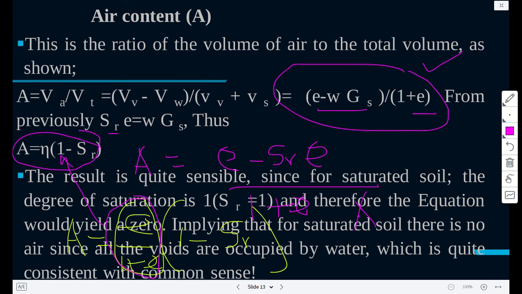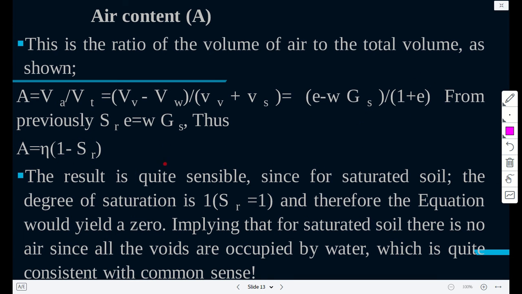Yes, we are following, sir. Yeah, should be simple. And then you check. Don't think a little too much, but just think. For dry soil, what is the degree of saturation for dry soil? It's zero. So that means the air content is equal to the porosity. Basically it means that the volume of voids has air everywhere, right?